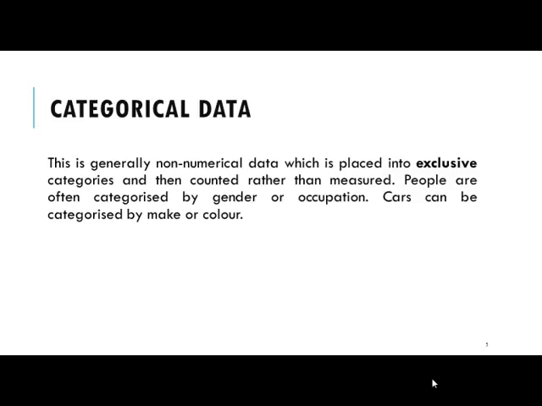People are often categorized by gender or occupation. Cars can be categorized by make or color. When you deal with the population, you classify according to gender, either male or female, or according to occupation, either he is a lecturer, a professor, or an engineer. When you are buying a car, you categorize according to the manufacturing company, like a Suzuki, a Toyota, or a Honda car, and also according to color, either the car is red, black, or white.